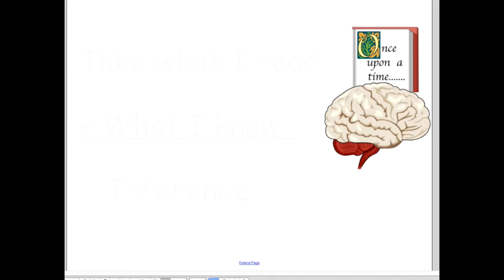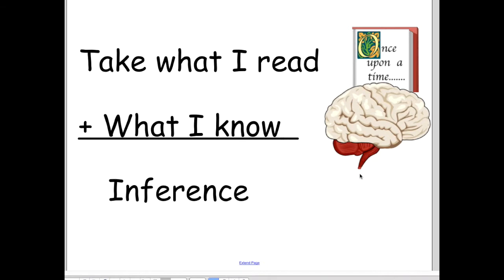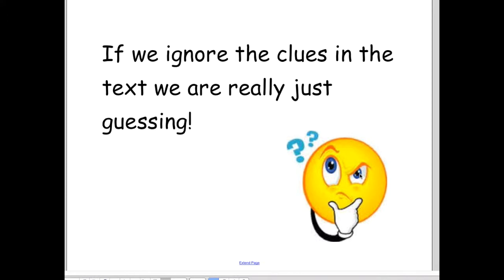Inferring involves taking information from the text and merging it with our own thinking. So remember, we take what we read, we take what we know, and we put them together to make an inference. We use inferring in many ways. For instance, we infer to figure out the meaning of unfamiliar words. And in today's lesson, I will model how I infer the meaning of an unfamiliar vocabulary word and how to use context clues to crack the words open. If we ignore all the clues that the writer gives us, we're really just guessing, and that's not what we want to do.